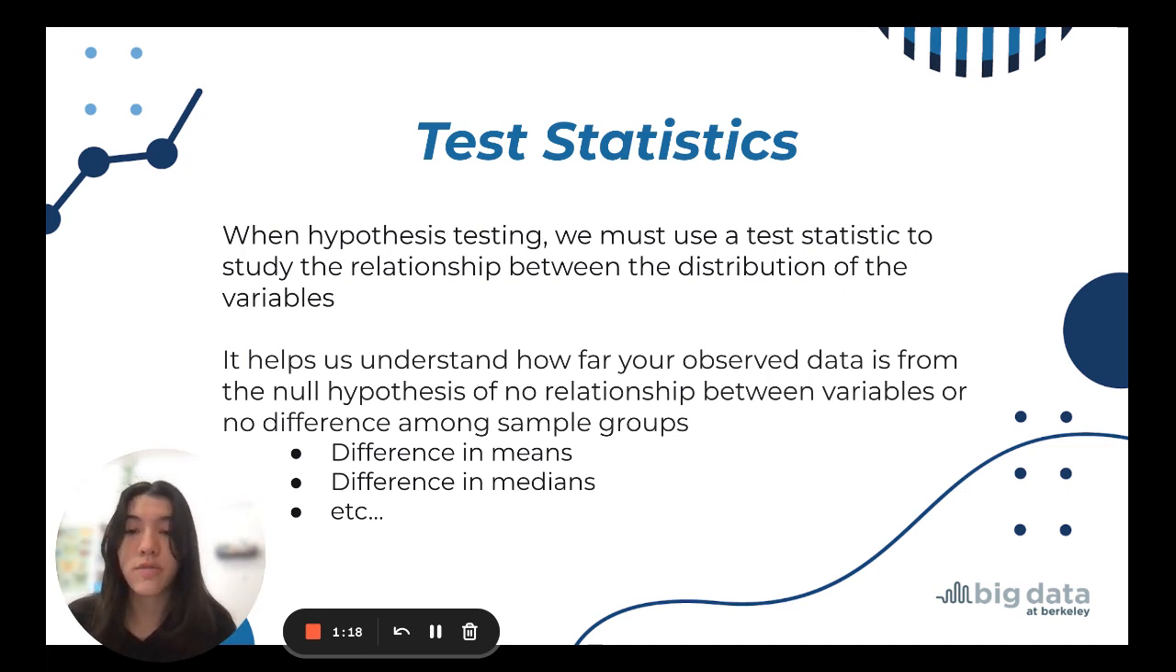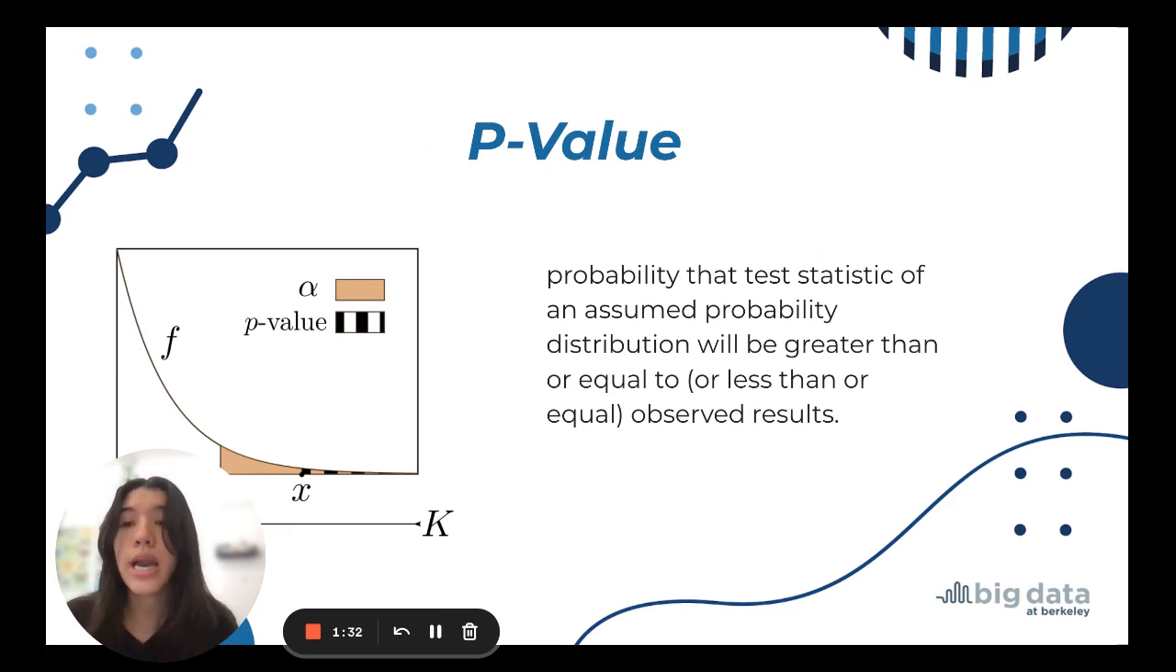Some examples are the difference in means between the two variables in the data or the difference in medians between the two variables in the data, but there are several different test statistics that could be appropriate for your specific hypothesis testing experiment. And once we calculate all of the test statistics for the data, we then calculate the p-value. The p-value is the probability that the test statistic of an assumed probability distribution will be greater than or equal to, or on the other hand, less than or equal to, observed results. So the p-value is this area under the curve.